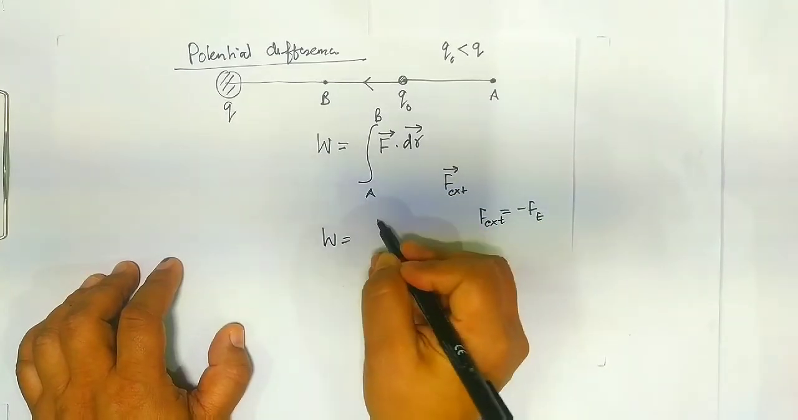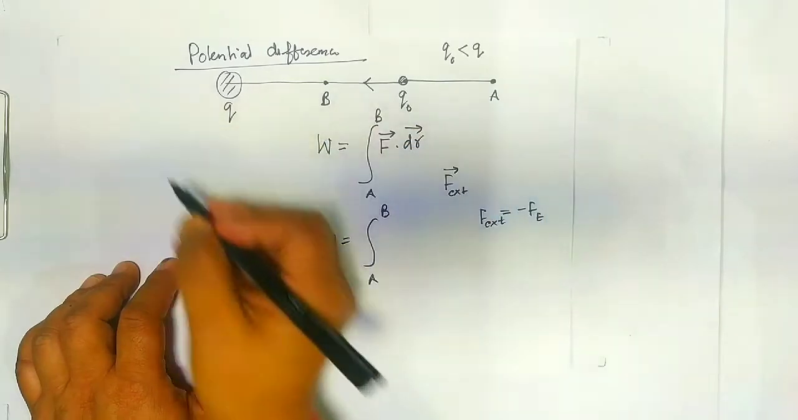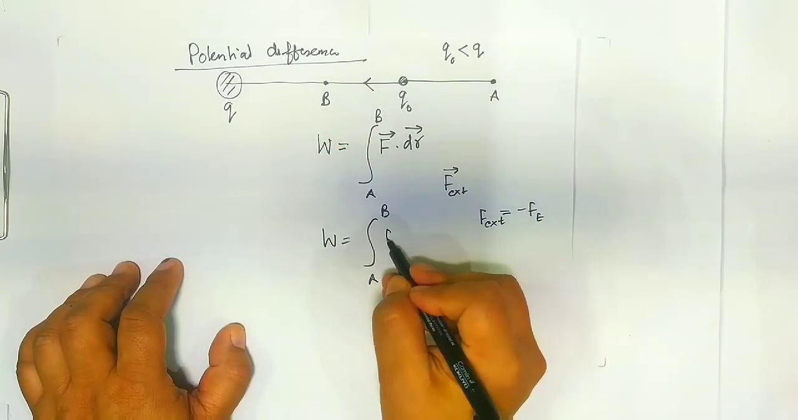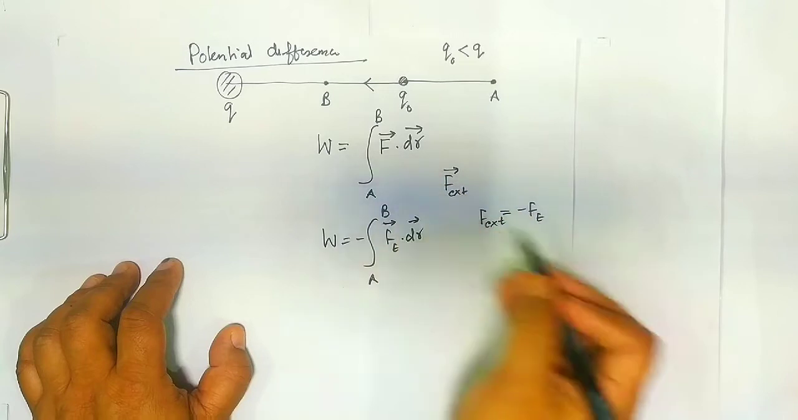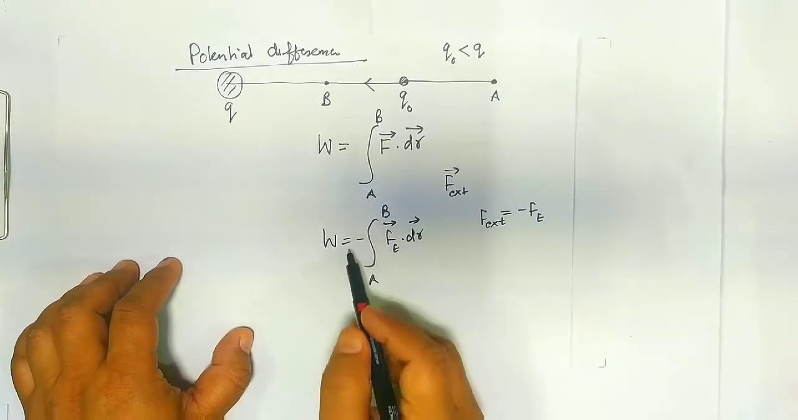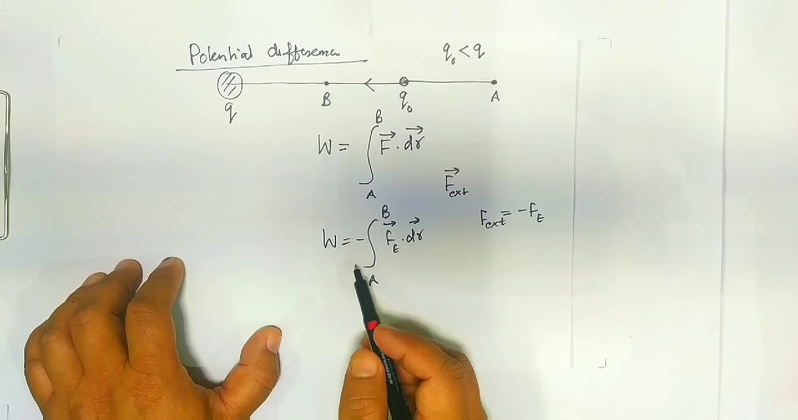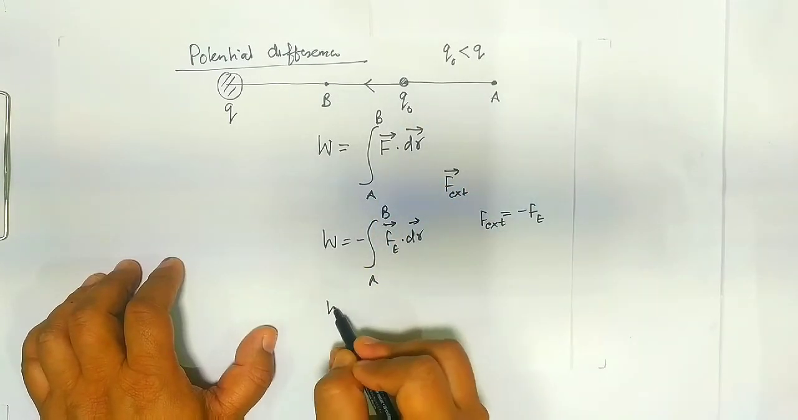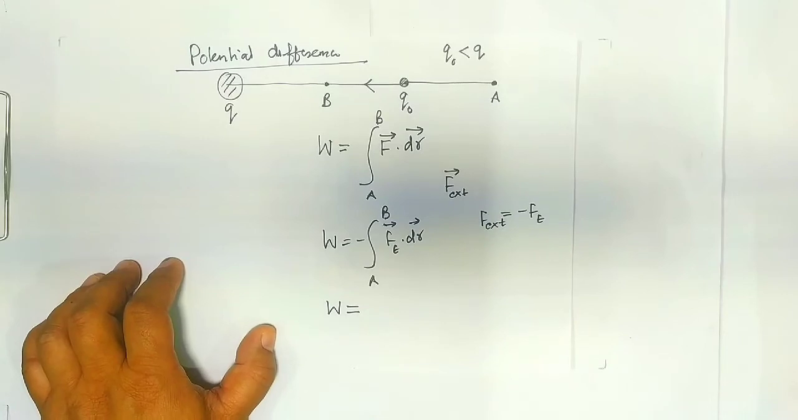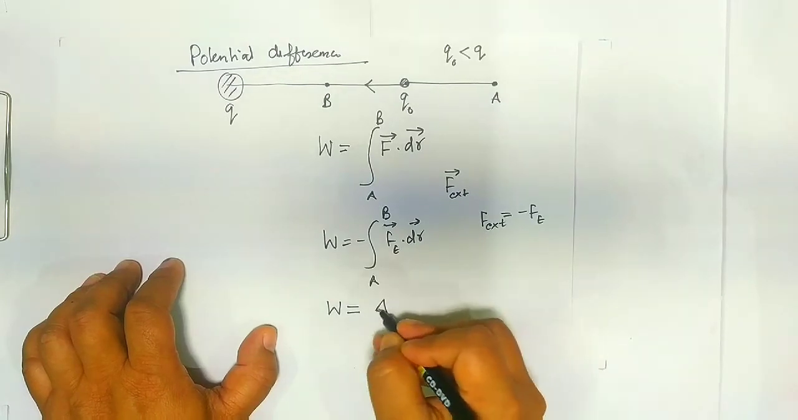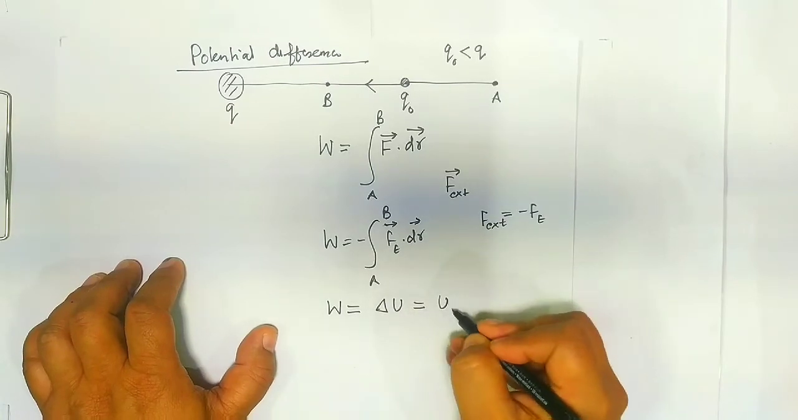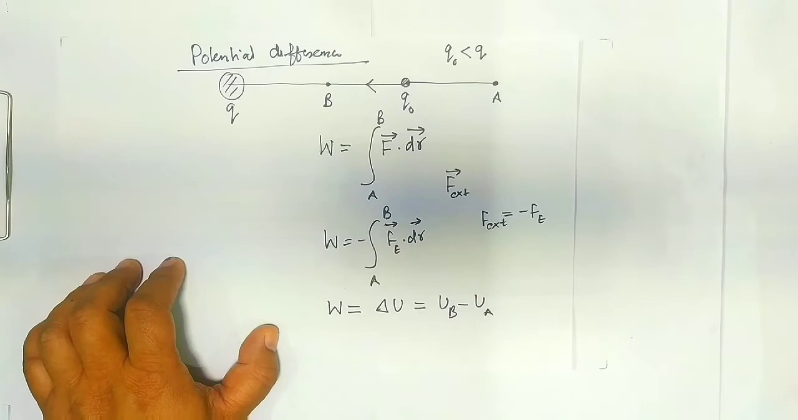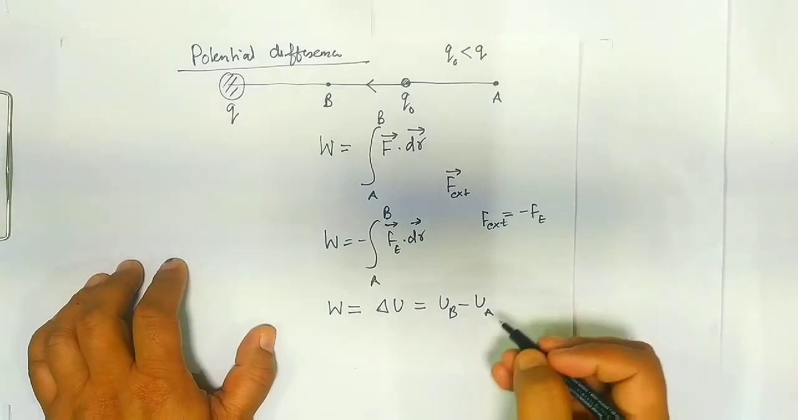So we are taking a charge from A to B, which can also be written as the integral of F E dot dr. In place of F, we have written minus Fe. This is the work done. And you know, work done can also be represented, as in the work energy theorem, by the change in kinetic energy. Here we can say change in potential energy, so delta U, and it can be written as UB minus UA.